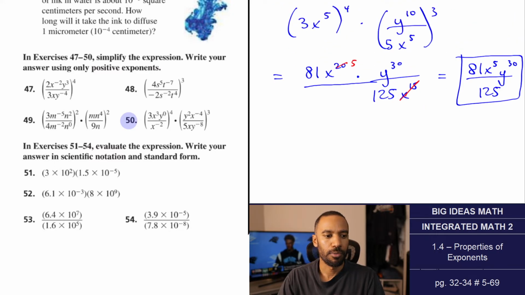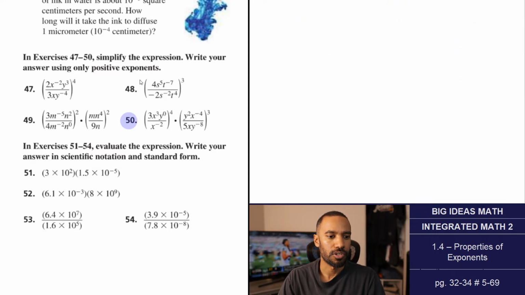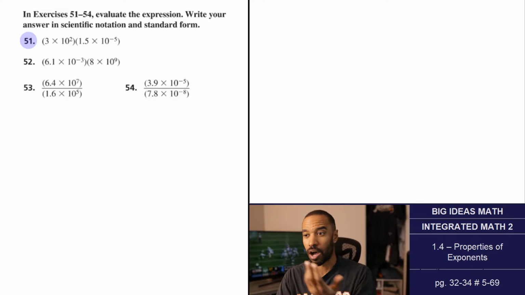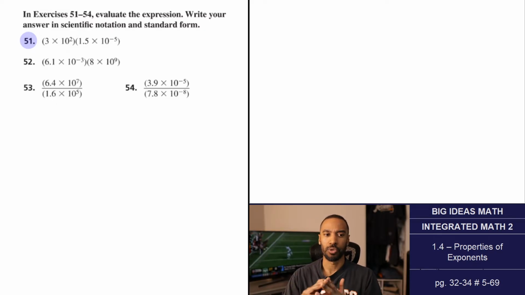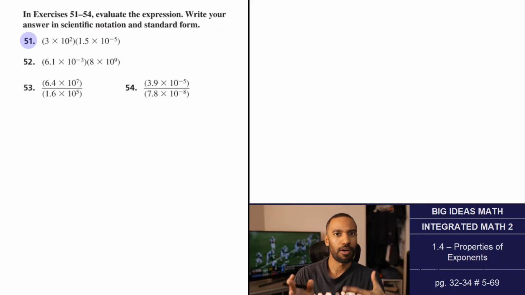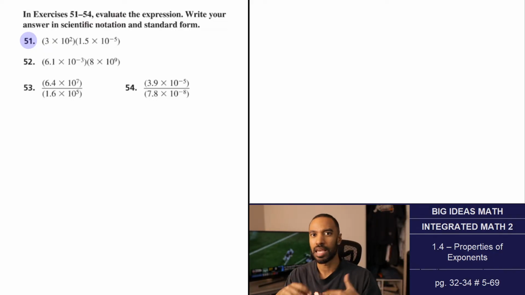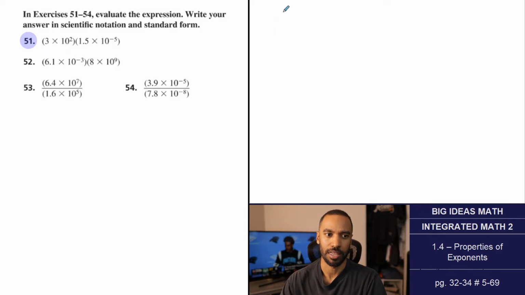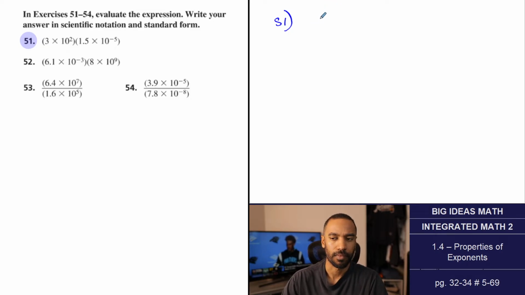Okay, now we move on to numbers 51 to 54 with scientific notation. There were some examples provided earlier on to indicate what we're going to do. Basically, treat the numbers in front with each other where you can, and then the tens raised to certain exponents together, and then see if we have to clean anything up after. So evaluate the expression, write in scientific notation and standard form. If standard form means evaluate it, then I guess, okay, we'll do that. Like with a fraction.